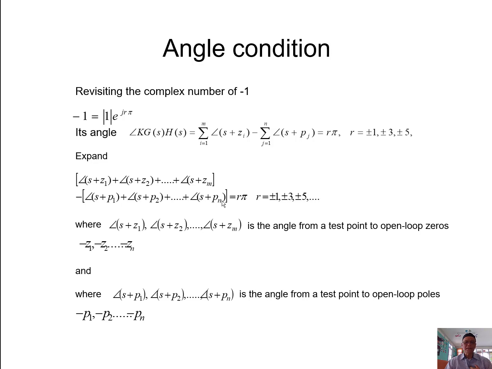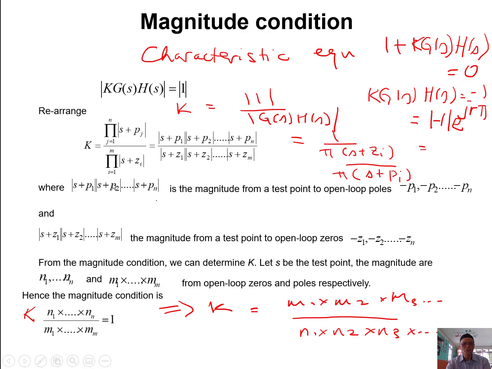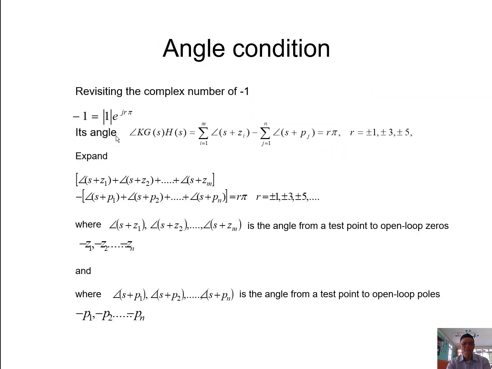The other one is the angle condition. As we know that minus 1 is equal to this one, this gives us the angle of KGH, which is the sum of the angles of the zeros from the test point minus the sum of the angles of the poles to the test point, equal to Rπ, where R is 135. If we expand this, it becomes the angles of s plus z1, plus z2. Remember, this is the symbol of sigma, which is a sum. It is the opposite of the magnitude, which is the product. So please be sure of this.